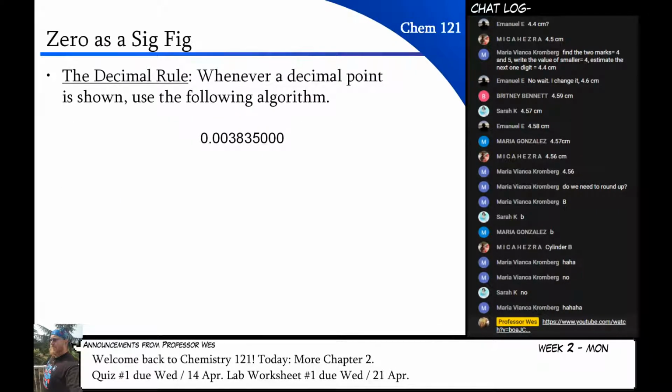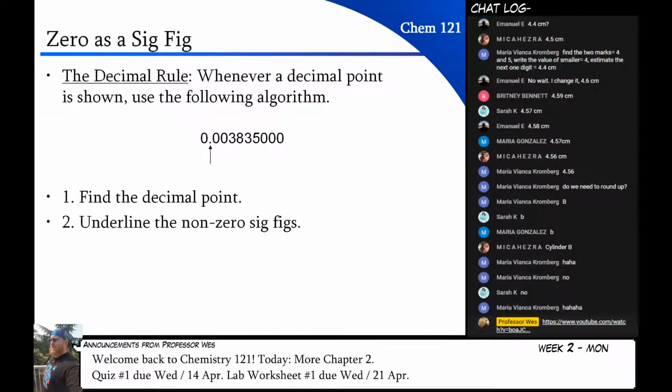All right. The last rule that we're going to deal with for figuring out sig figs is called the decimal rule. Now, the decimal rule must be applied if you have a decimal. So if you see a decimal point, you have to use this rule. Okay, it's not optional. You have to do it. So here's the decimal rule. Step 1, find the decimal point. There it is. If you see it, we have to do this. Step 2 is underline anything that's not a 0. There you go.